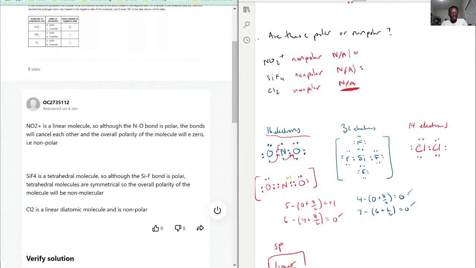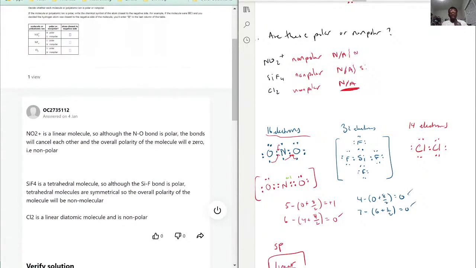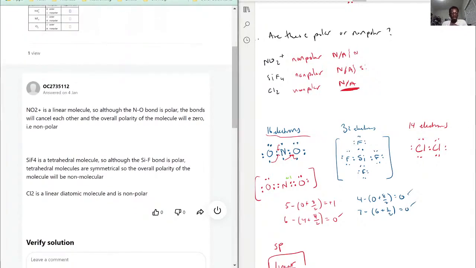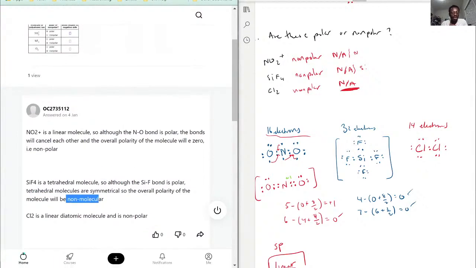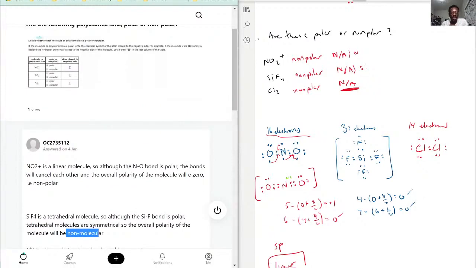We have that it's a linear molecule, so although the bonds are polar, bonds will cancel each other out. So the overall polarity will be 0, non-polar. This is also going to be non-polar, and this is going to be non-polar as well. So this doesn't really answer the question of which atom is close to the negative side.